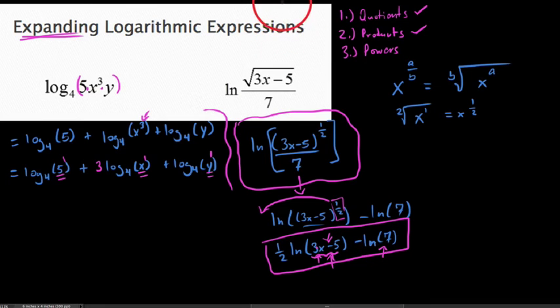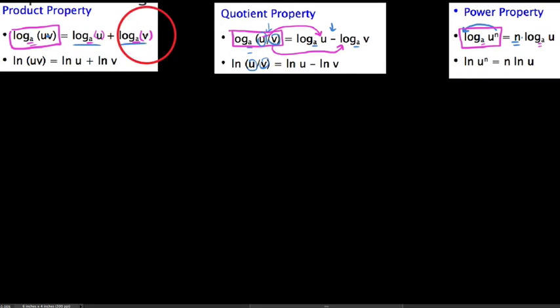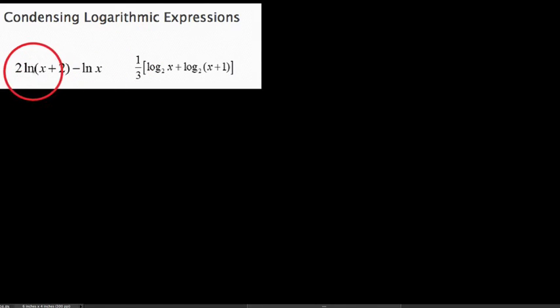So now, just like we can expand out one way, what we're going to do in this last video is work on condensing a logarithmic expression using these very same properties of logarithms. So without further ado, let's take a look at this first expression. We have 2 times the ln of x plus 2 minus the ln of x.